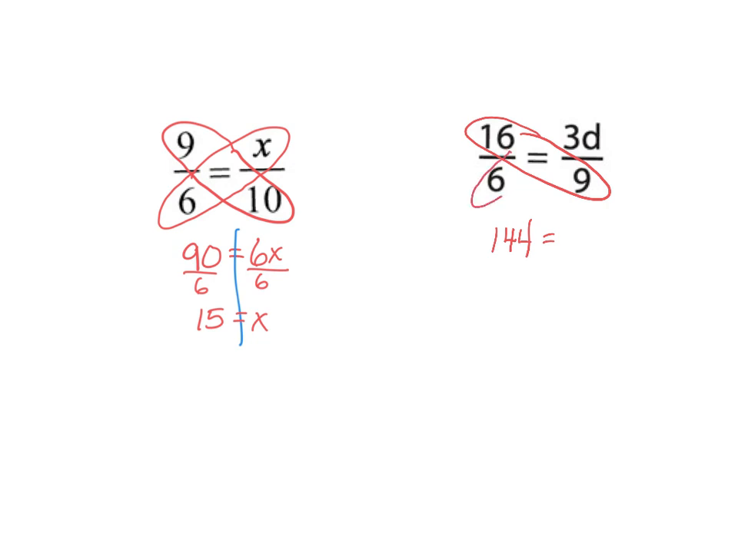I'm going to go the other direction. 6 times 3d, and that is 18d. I have myself an equation now, so I'm going to draw my wall, and I'm going to look on the right-hand side. That's where my variable is, and see that I need that 18 to go away. So I'm going to divide both sides by 18 because that's the inverse operation. And 144 divided by 18 is 8. So d equals 8. I have solved my proportion. I figured out what d is.